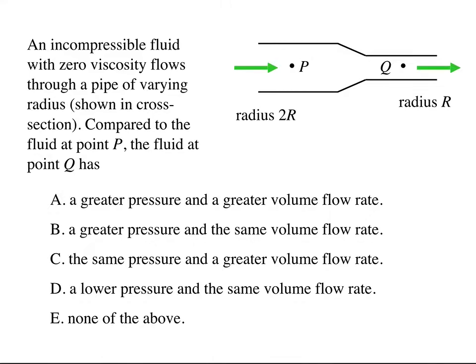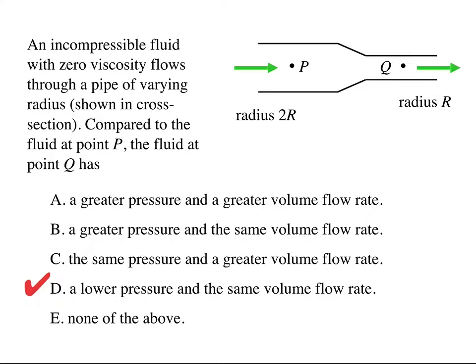If I have an incompressible fluid flowing through this pipe, initially the radius is 2r, and then the radius decreases to r. What happens to the pressure and what happens to the volume flow rate? Take a moment and think that one through. Okay, and the answer here is D, a lower pressure and the same volume flow rate.